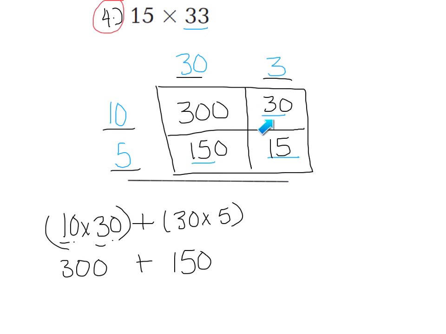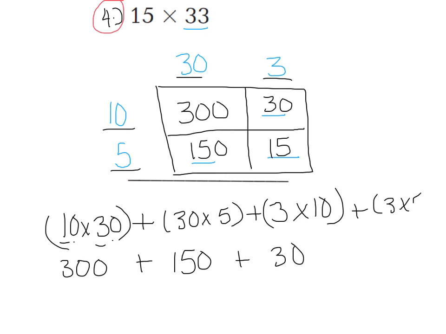Now, for this partial product, I had to multiply up, that's a 3, times my 10, that's for the side of my partial product. So 3 times 10. 3 times 10 is 30. Now for this partial product, our last one, I had to multiply 3 times 5. 3 times 5 is 15.